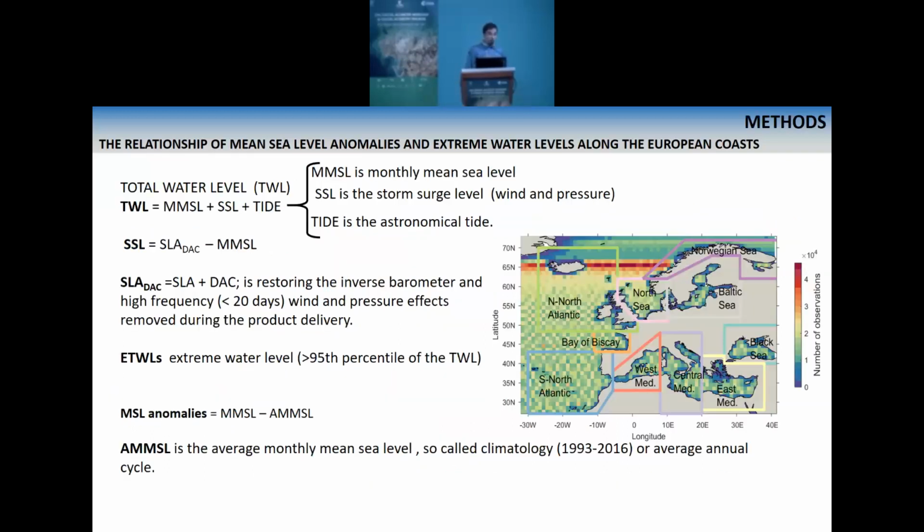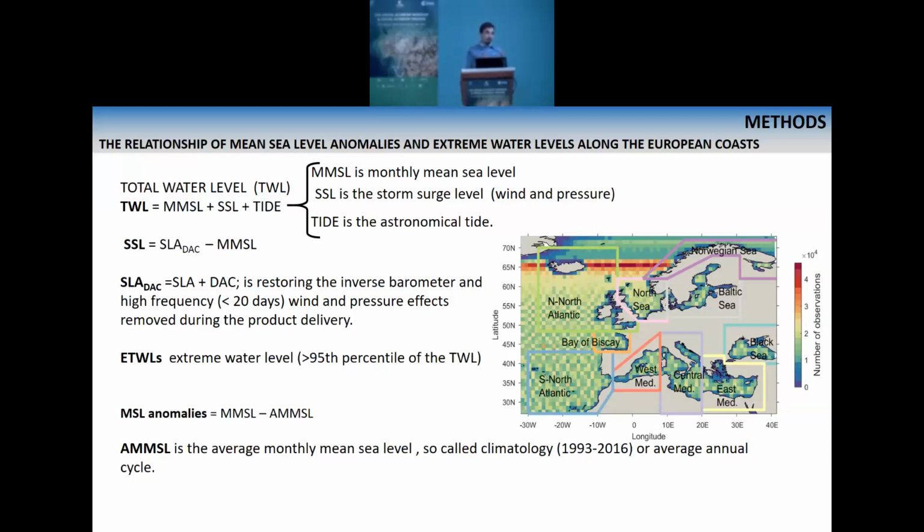So basically, we try to split to understand the specific contribution of monthly mean sea level, storm surge, and tide. We reconstruct the storm surge by adding the dynamic atmospheric correction to the sea level anomaly and subtracting the monthly mean sea level. Then we define the extreme water level as the water level larger than the 95th percentile.